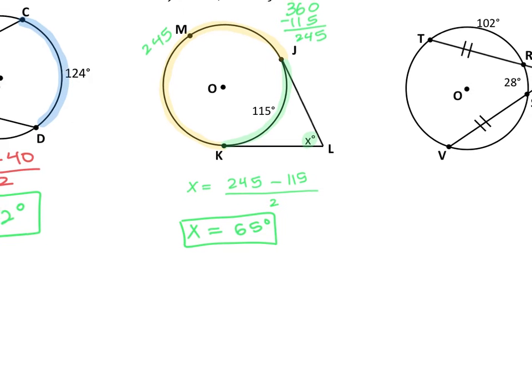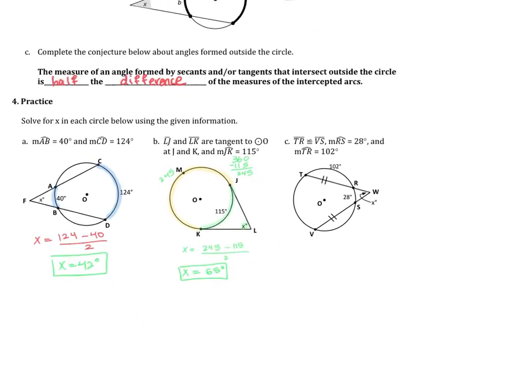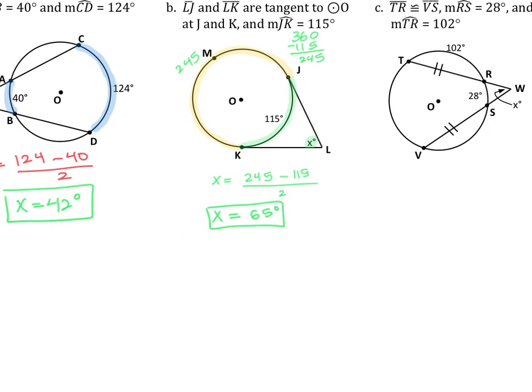Now there is a shortcut to solve a problem like this. Every time I have two tangents intersecting outside the circle, then this angle and the small arc together are equal to 180. So if I know that that's 115, another way, so let me write a second method to find x, is that x is equal to 180 minus the small arc, and that's equal to 65 degrees. So that will save me time, and then I don't have to find the big arc.